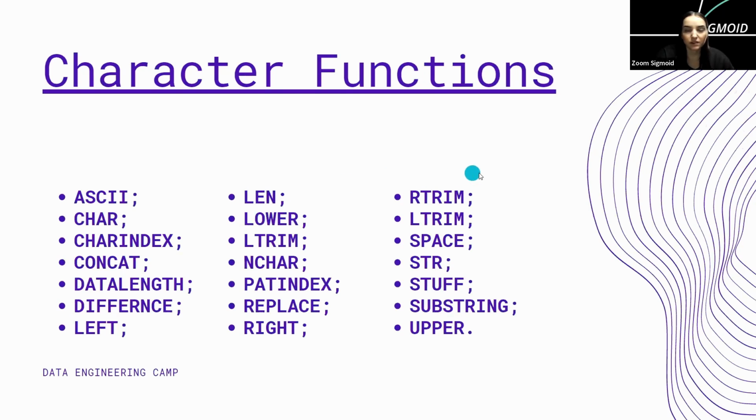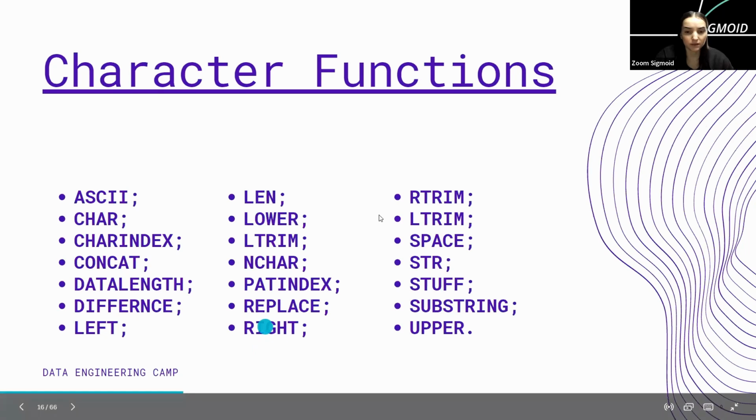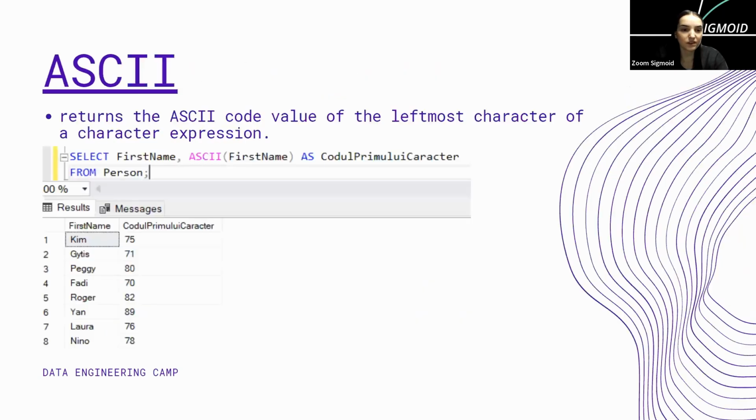Let's see here. We have character functions. For the teaching part, I prepared a separate slide with an example. So we have ASCII, which returns the ASCII code value of the leftmost character of a character expression. So we have here: select first name, ASCII of the first name as code of the first character from person. For those who know the ASCII table very well, I think you got that K is 74, G is 71, and so on.